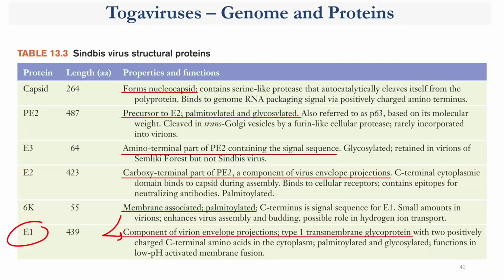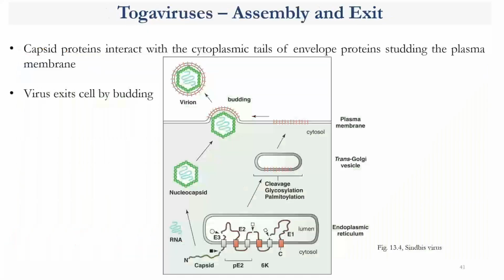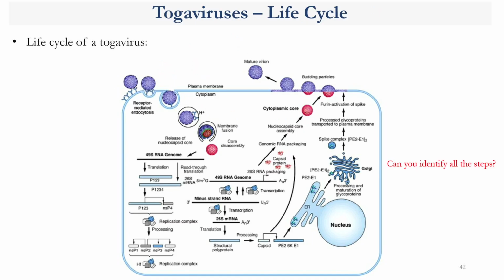All right, so now you have made your proteins, you replicated your genome. The point now comes where you have to get out of the cell. So your capsid proteins will interact with the cytoplasmic tails of the envelope proteins that have been embedded into the plasma membrane. And as that happens, the virus will exit the cell through budding. Now this is free to go infect other cells, okay? And again, here's the life cycle. You can look through the detail, but it's more or less similar to what we saw for other viruses.